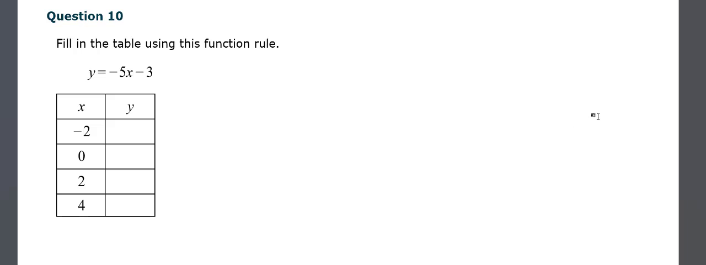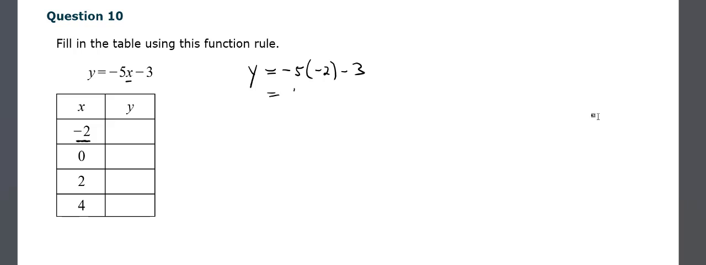So this says fill in the table using this function rule, y equals -5x minus 3. So what we're going to do is take what they've given us in the x column and substitute it in for x in the given rule. So instead of it being y equals -5x minus 3, for the first one, we're going to substitute -2 in for x. So this would be -5 times -2 minus 3.